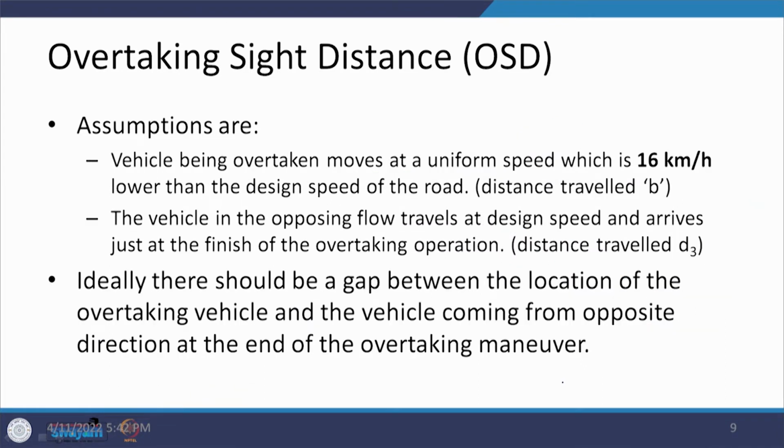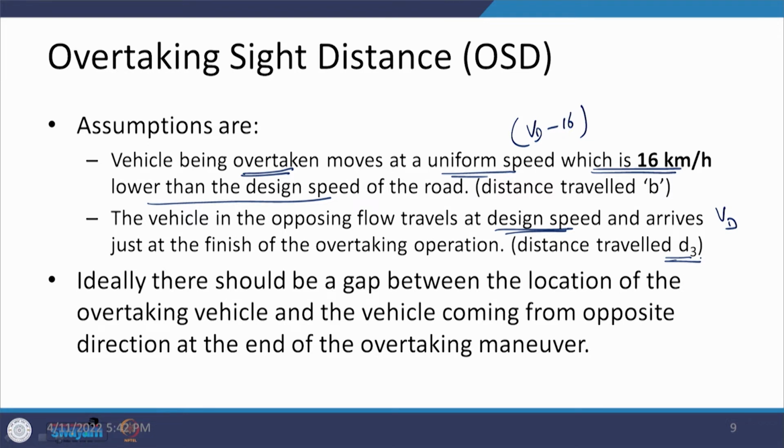Then, another thing is the speed of the vehicle being overtaken. Its speed is taken as 16 km per hour lower than the design speed, so if the design speed is Vd, it moves at Vd minus 16. The vehicle coming from the opposite direction is moving at the design speed Vd, and it arrives just at the finish of the overtaking operation after travelling a distance D3. As I said, no safety margin is considered here.